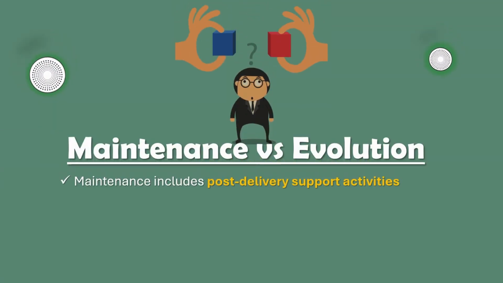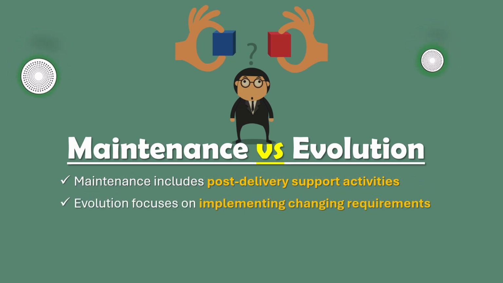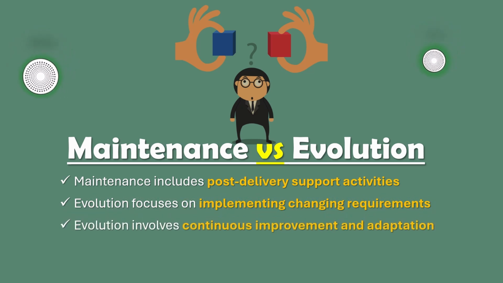All of the support activities performed after the software delivery are generally categorized as maintenance. However, activities specifically aimed at adapting software to changing requirements fall under software evolution. So software evolution goes beyond simply fixing problems. It focuses on continuously improving and adapting the system over time.